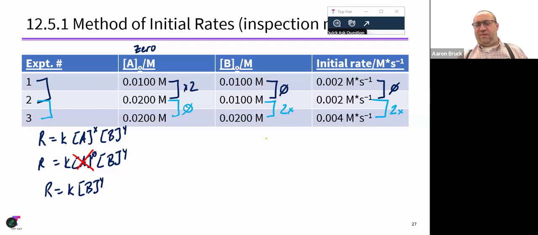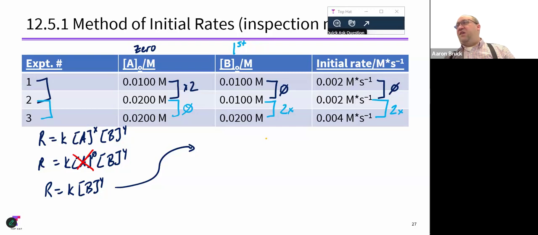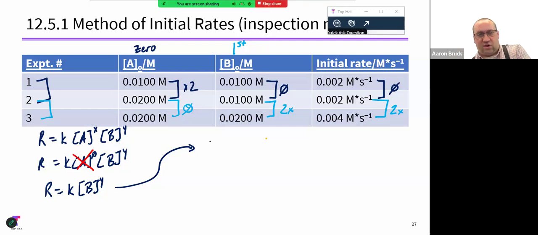It's first order. So the words that you need to continue to tell yourselves over and over again: zero, linear, exponential. Those are the three orders. No impact, linear impact, exponential impact. If they change by the same factor, it's first order.